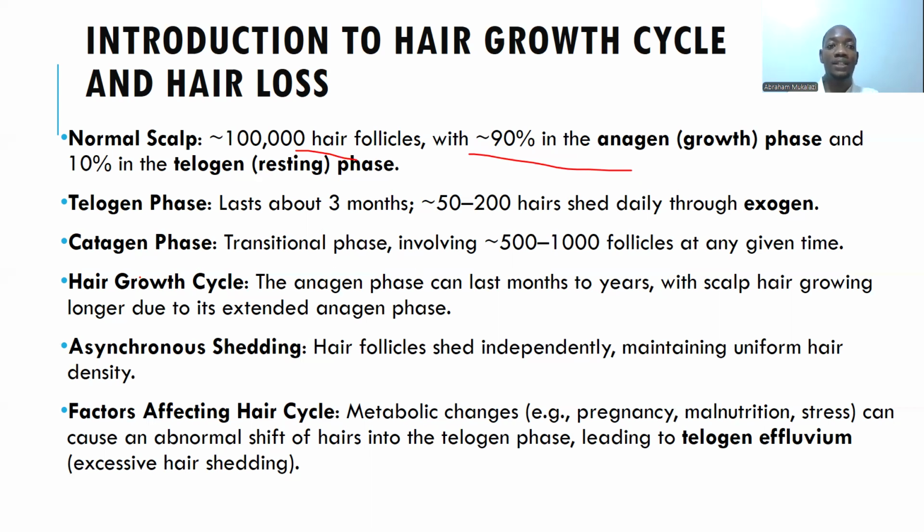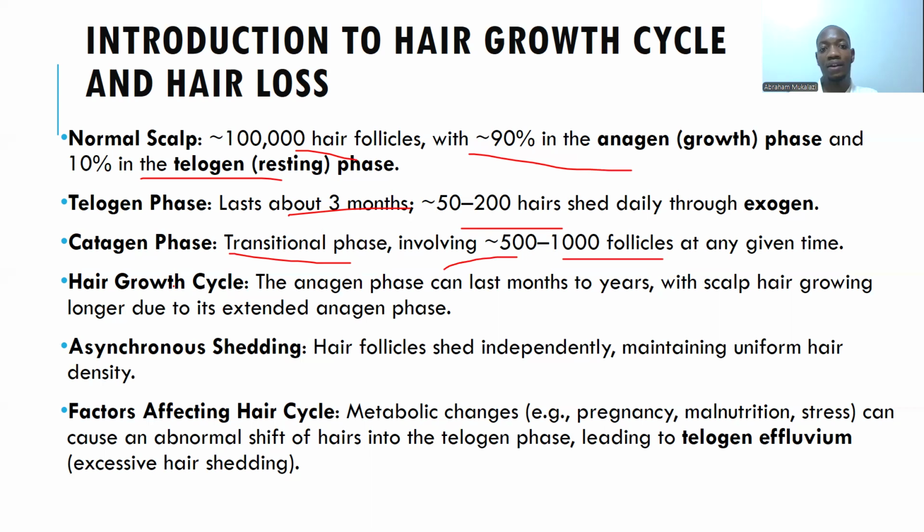And then 10% of the hairs on the scalp are usually in the telogen phase that we call the resting phase. And this can last about 3 months. Normally, any normal individual can also shed about 50 to 200 hairs per day. And this is done through a process we call exogen, where the body allows the hairs to fall off in the normal process. Then we have a catagen phase, which is just a transitional phase from anagen to telogen. In catagen, it will have about 500 to 1,000 hair follicles at any one given time.